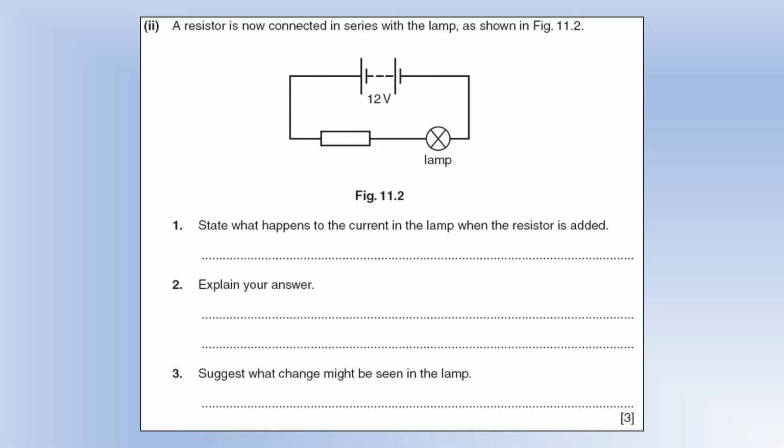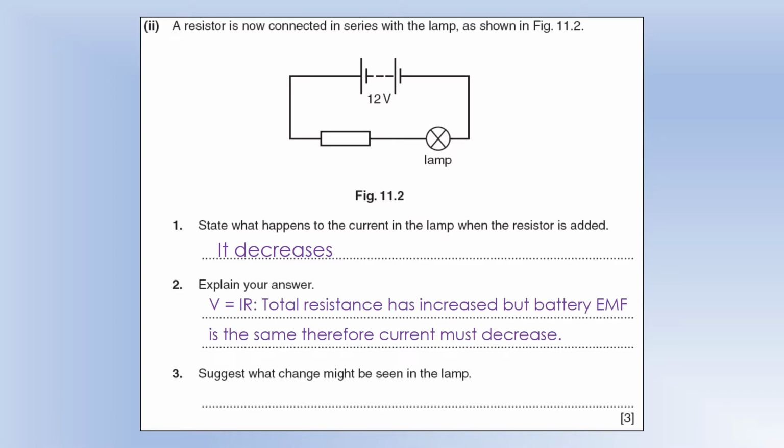A resistor is now connected in series. So what's going to happen is the resistor and the lamp are now going to share the EMF of the battery. State what happens to the current in the lamp. It's going to decrease. Why? Well, I'm going to use V equals IR to structure my explanation. Total resistance in the circuit has increased. Battery EMF is still exactly the same. So if resistance increases, current must decrease to give the same number. What change might we see in the lamp? Well, if there's a smaller current, we're supplying it with less power, it's going to get dimmer.